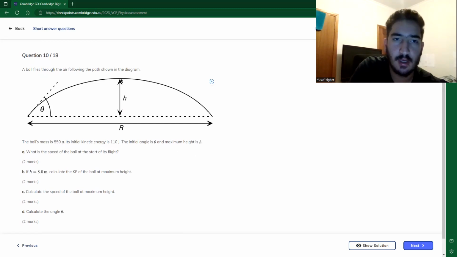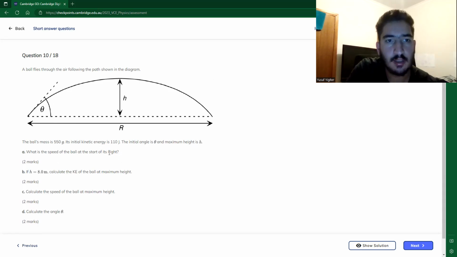At the turning point is when Vy equals 0. But Vx, the horizontal velocity, does not change. It is always fixed, always constant. But Vy is always dependent on gravity. So it has an acceleration, so velocity can vary. However, Vx is the same since there is no acceleration. It's constant. What is the speed of the ball at the start of its flight? We're looking at this speed, tangent to the path. Now in order to get that speed, we need Vx or Vy.